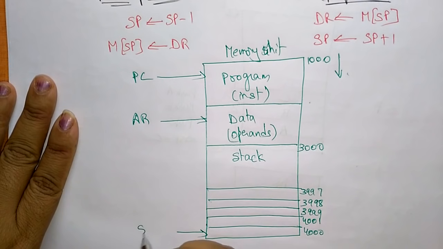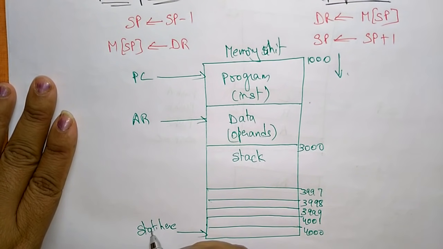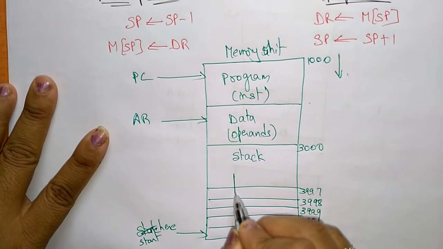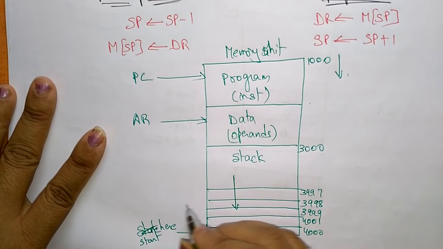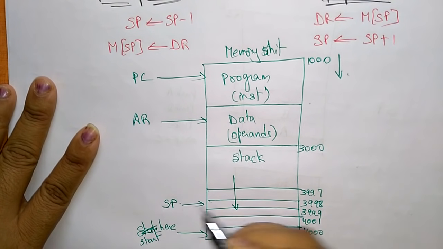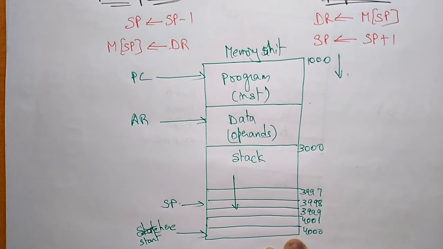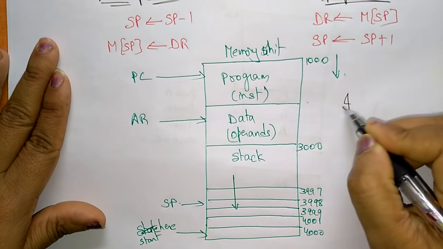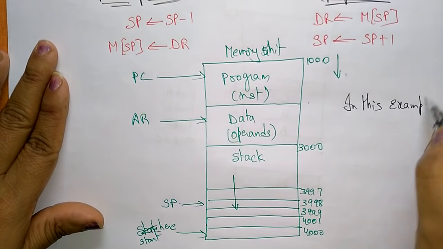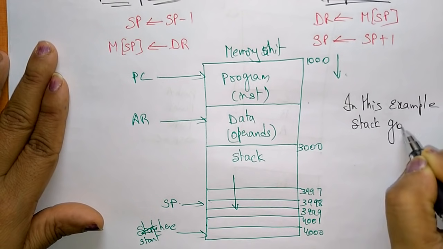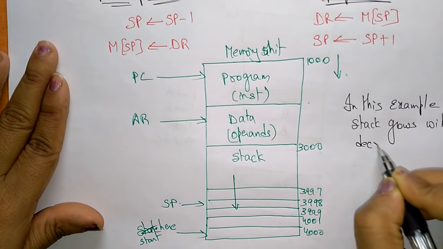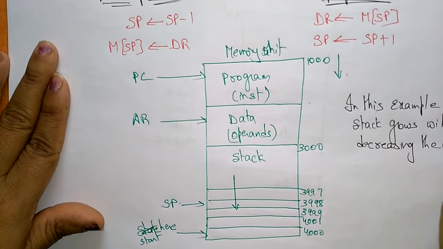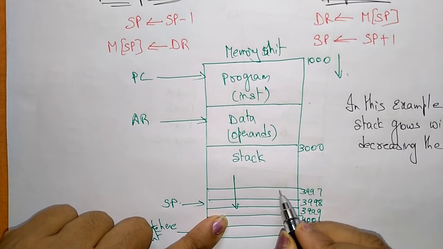Inserting the data starts from here, and the stack will be decrementing. Let this be the stack pointer. The first item is stored at address 4000. If you observe in this example, the stack grows with decreasing address. So in the memory unit, the stack grows with decreasing memory address.